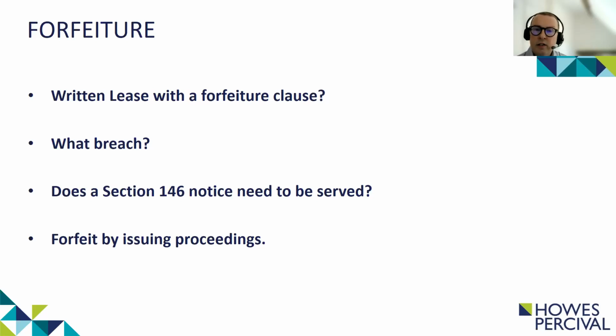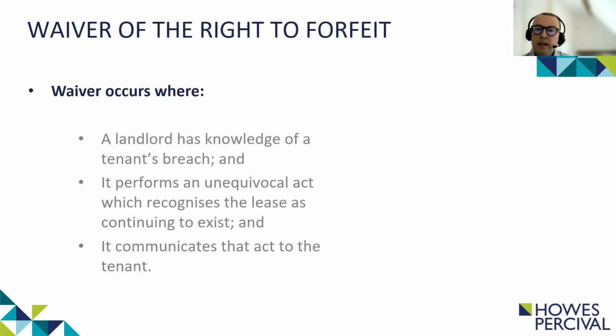If you're only forfeiting for non-payment of rent, you don't need to serve a pre-forfeiture warning notice, which is called a Section 146 notice. You can simply forfeit by issuing proceedings. If you're forfeiting for a combination of rent arrears and another breach, or just for a non-rent breach, you will need to serve a Section 146 notice and allow a reasonable time for the breach to be remedied, if it is capable of remedy, before forfeiting the lease.